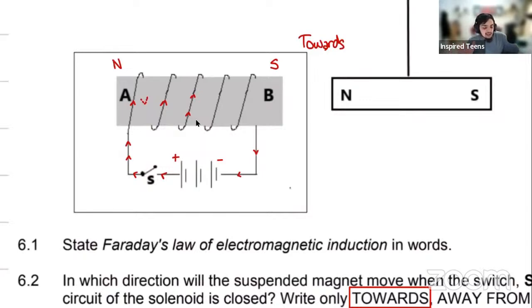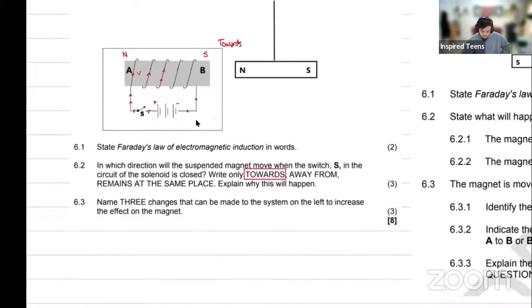So you can say that current is flowing in such a direction that it induces a north pole at A and a south pole at B. Again, with the right-hand rule, we use our fingers to indicate the direction of current, and our thumb points in the direction of the induced north pole, which is to the left. That's how we know A is a north pole and B is a south pole. Since B is a south pole, the magnet is going to be attracted towards it, and therefore the magnet is moving towards.